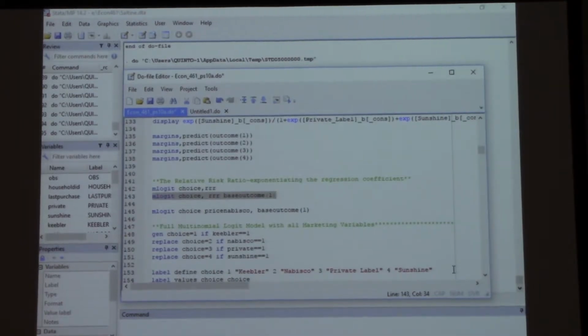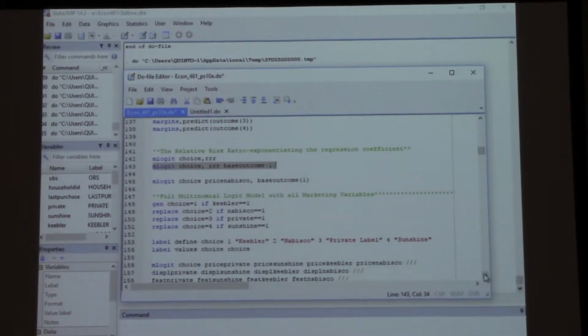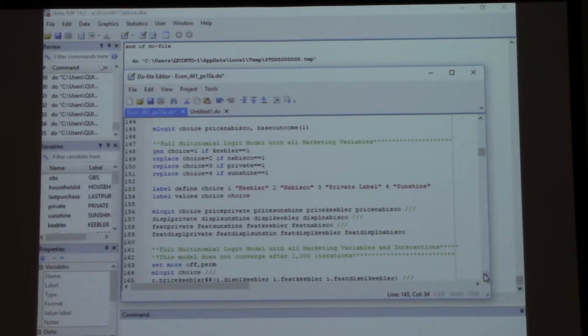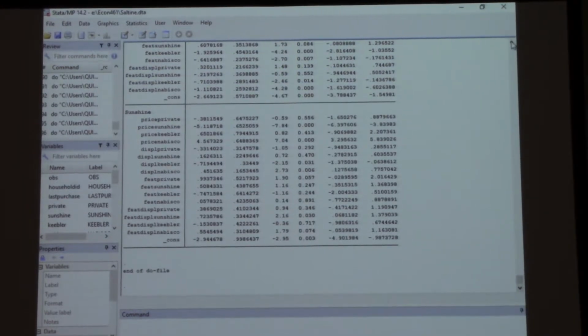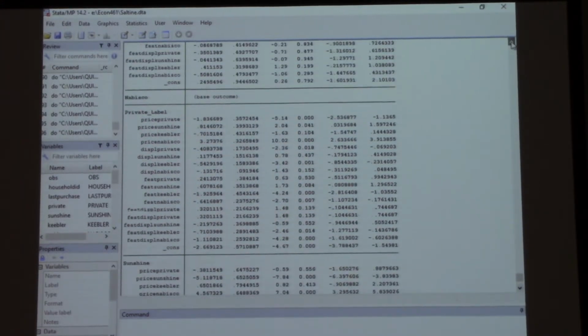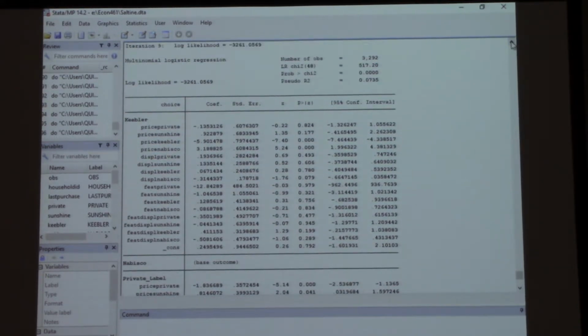I think what I'm going to have you do is just look at the marketing values. So here's everything, the whole kit and caboodle. We got prices, we got feature, we got display, and we got feature and display. This is nasty looking. What we want is visuals for this.